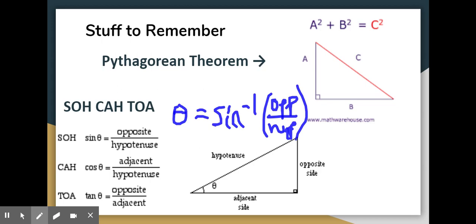And then CA is your cosine of theta is equal to the adjacent side divided by the hypotenuse. And TOA is your tangent of theta is equal to the opposite side divided by the adjacent side. So SOHCAHTOA, write it down, remember it. You're going to be using it a lot, and they'll expect you to know it for an AP exam. And also remember that by taking the inverse sine, cosine, or tangent of the side, that's going to give you the angle theta.